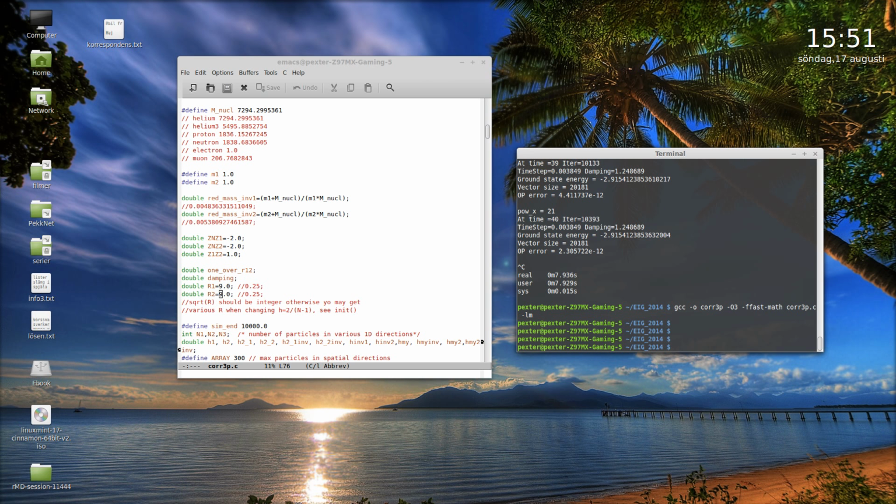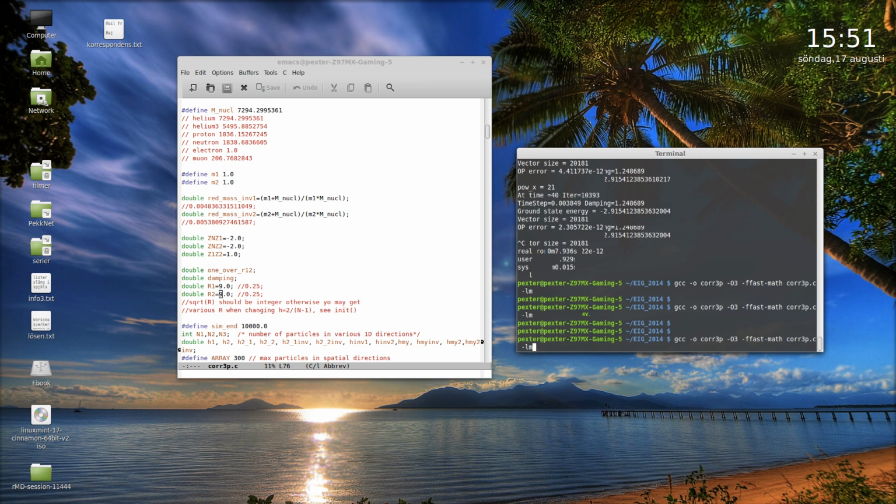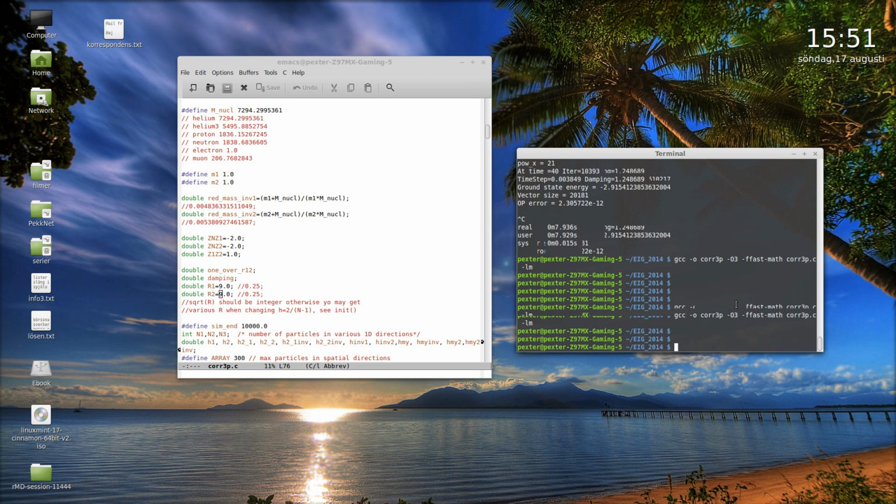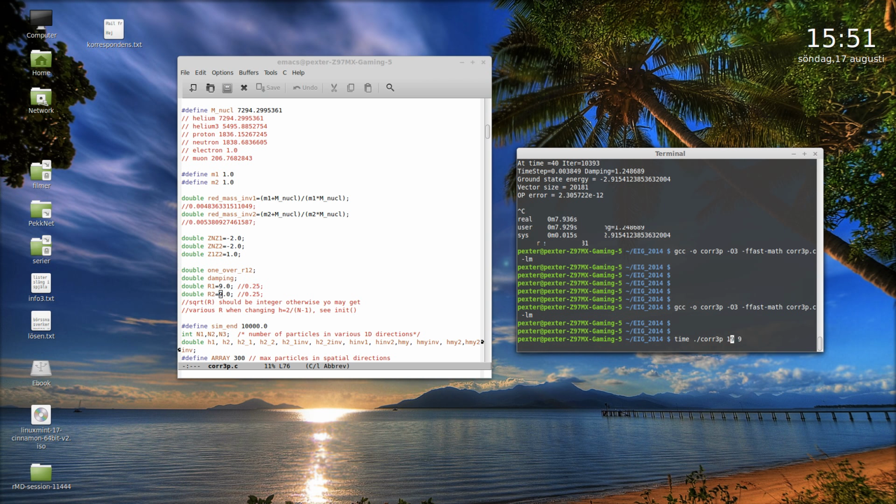So this is core3p.c, and here you compile it. There it is compiled, and then we run it. And we're going to see how much CPU time it takes. This is saying that you have a certain grid, and you should do 9 subsequent grids, finer and finer grids. Then we calculate the eigenvalue for these 9 grids, and in the end we are going to make a Richardson extrapolation and compare with other calculations.